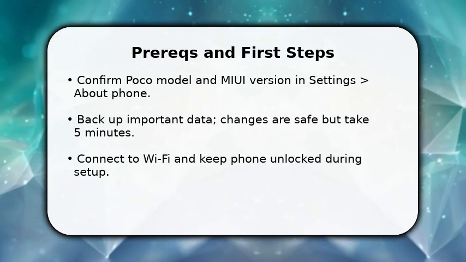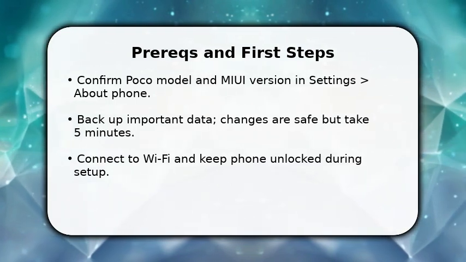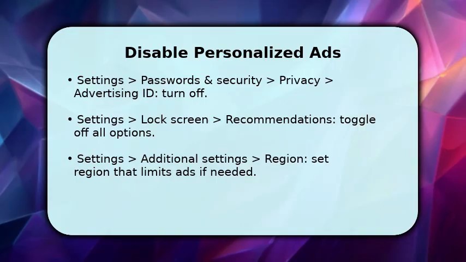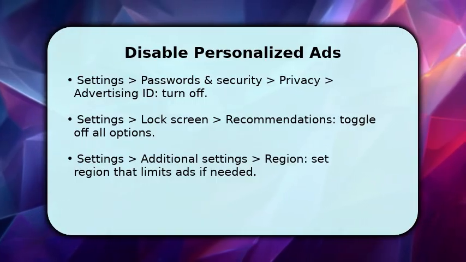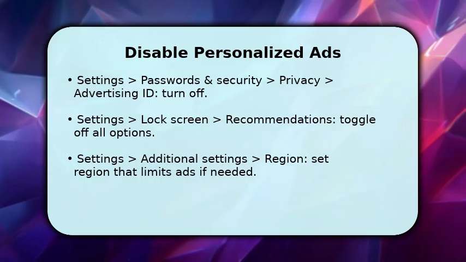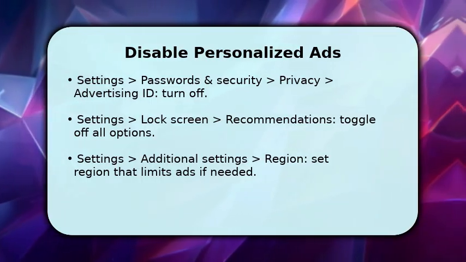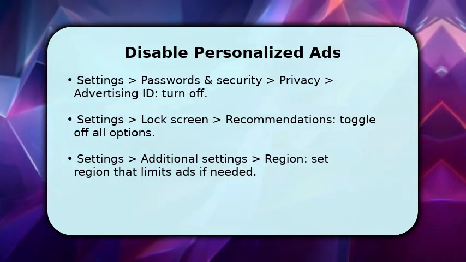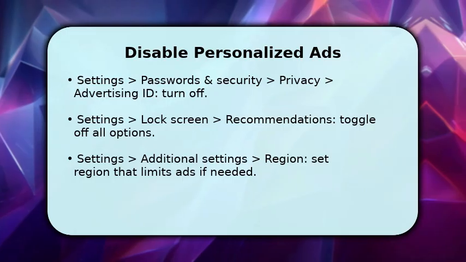You'll now remove ad targeting by turning off the advertising ID. Go to Passwords and Security, Privacy, and disable it so apps can't personalize ads. Next, return to lock screen settings and explicitly toggle off recommendations and promotional content. This stops most lock screen banners.